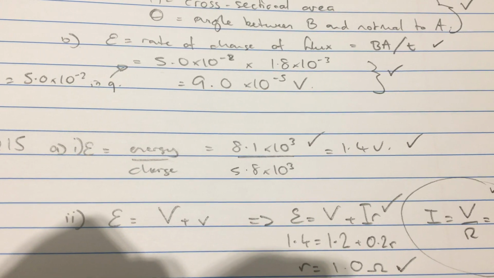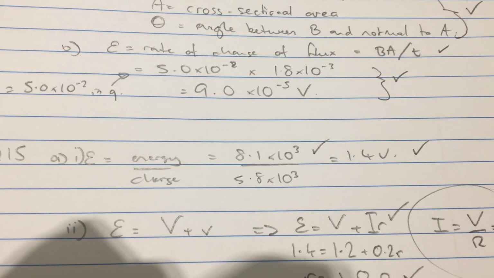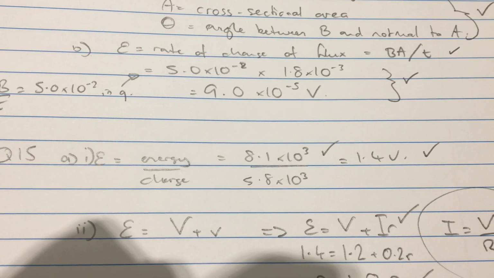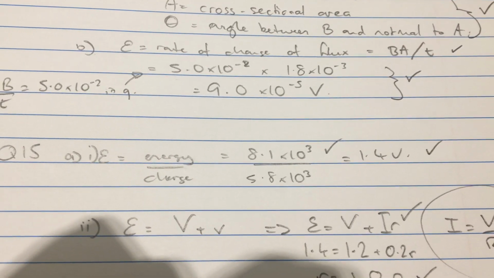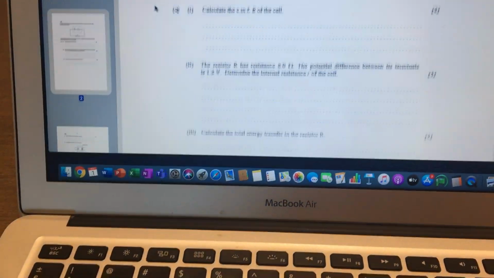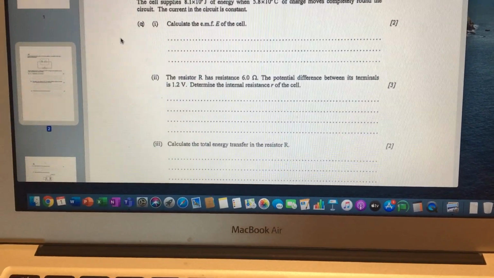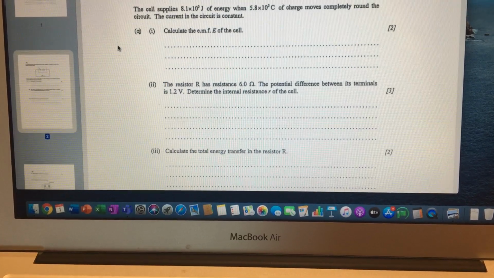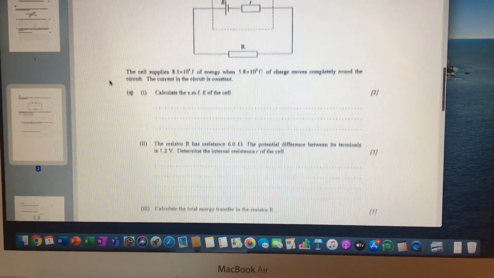There's the numbers, they give you that in the formula, and I get 1.4 volts. Again, if you've got 1.4 volts, you've got the 2 marks, but I'm saying there's a mark for the equation as well. Part 2 is you have to find the internal resistance of the cell.